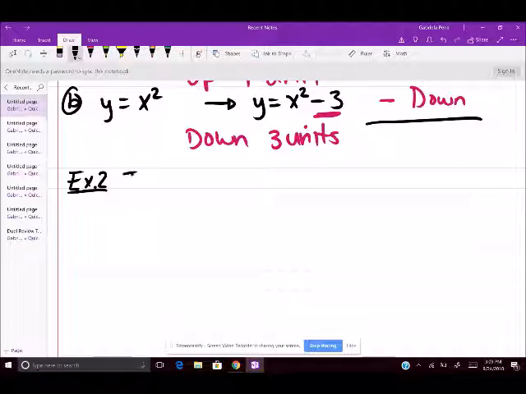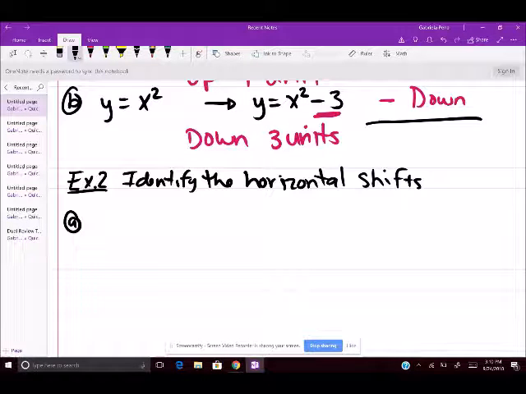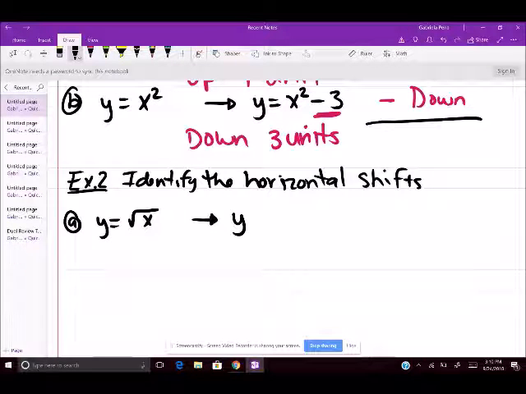For example number 2, we will identify the horizontal, which means sideways, horizontal shifts. So the first problem we have here, the original equation will also be y equals square root of x. And they're going to ask you to compare it to the square root of x plus 3.